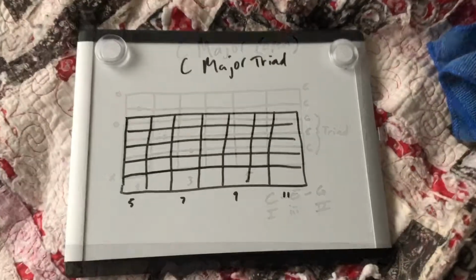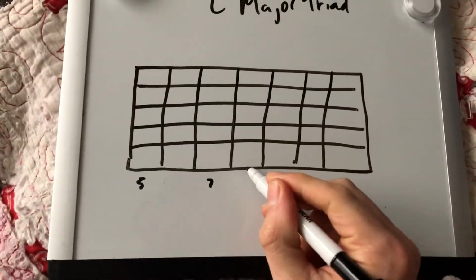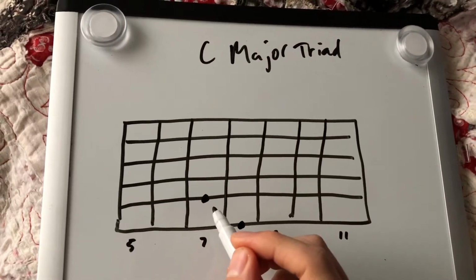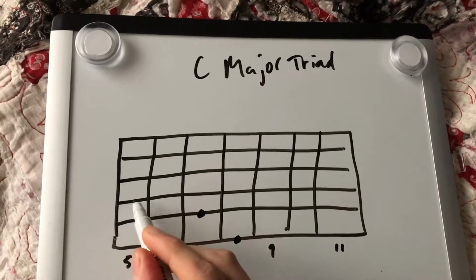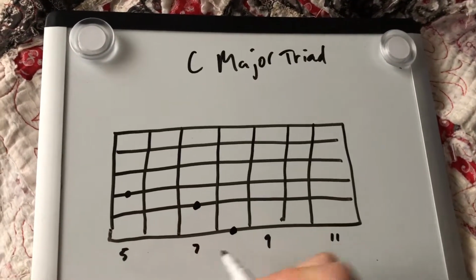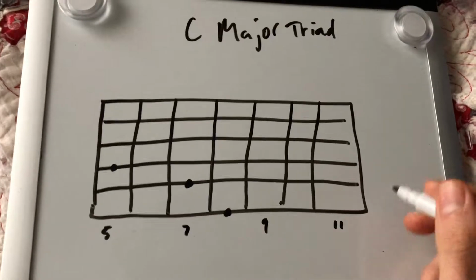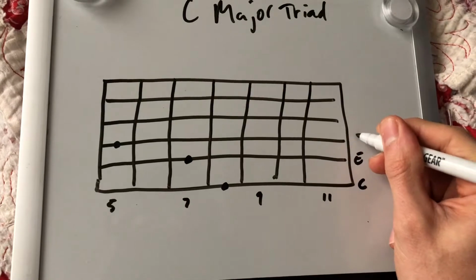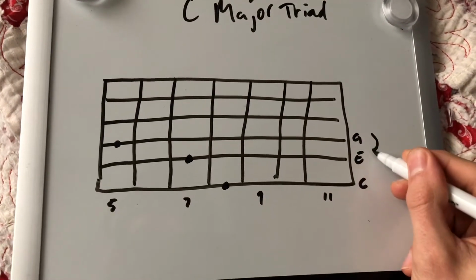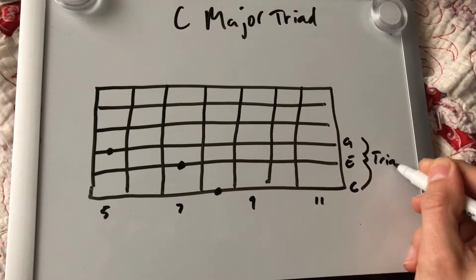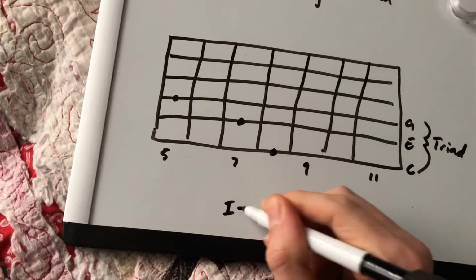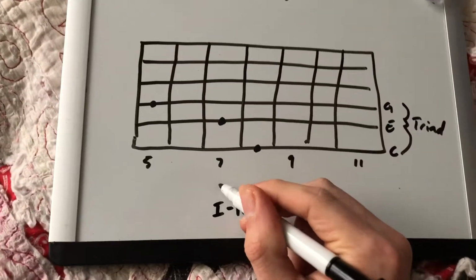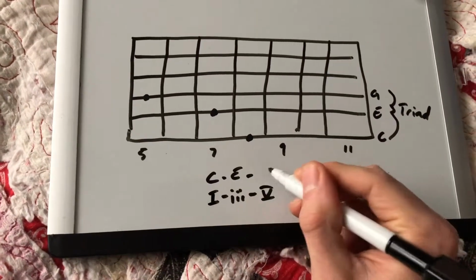Another way to play this triad would be to put a finger on the 8th fret of the 6th string, a finger on the 7th fret of the 5th string, and a finger on the 5th fret of the 4th string. And that would produce a C note here, an E note here, and a G note here. And that, again, is our triad, because you have the 1, the 3, and the 5. So you have C, E, and G.